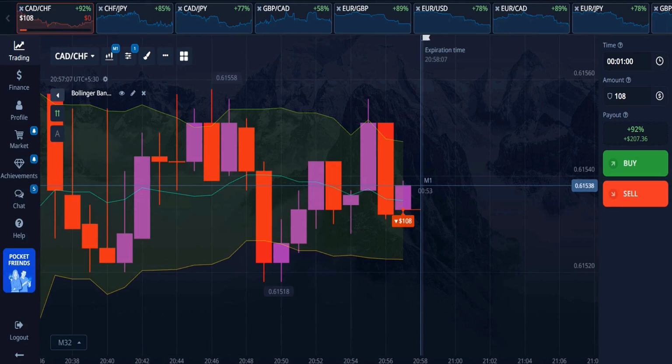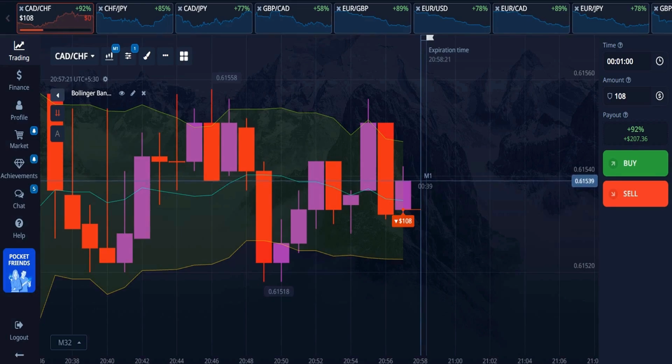All right, traders, let's analyze this trade closely. The price is near the upper Bollinger Band. A bearish engulfing pattern has formed. So, is this a perfect sell trade setup? At first glance, it looks perfect according to our strategy. But it's actually not. Let's break it down.